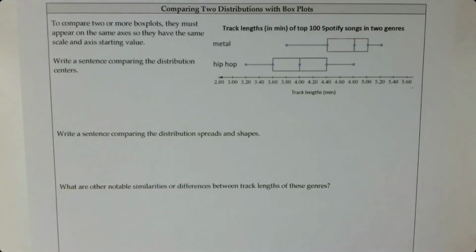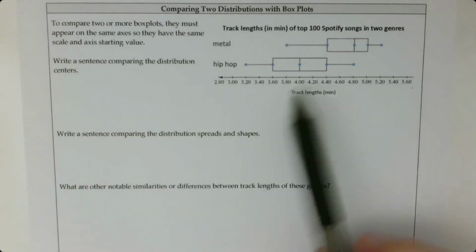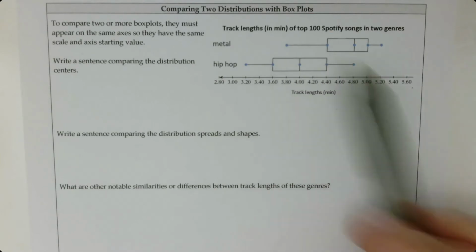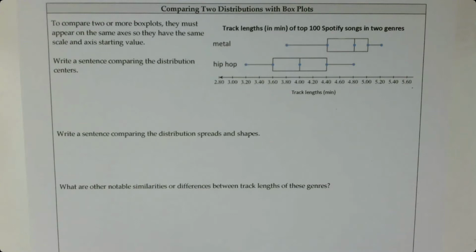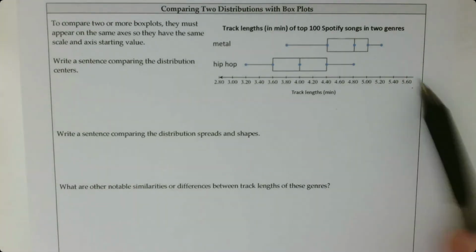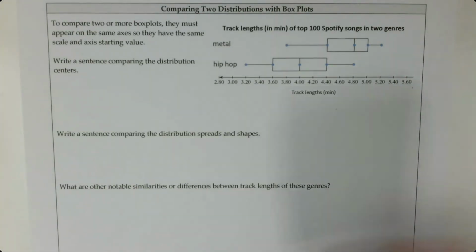Actually comparing distributions, here we've got the track lengths in minutes of the top 100 Spotify songs in two different genres, metal and hip hop. So again, pause the video, look at these box plots and tell yourself a story. What does this tell you about the variability of track lengths in these two different genres?